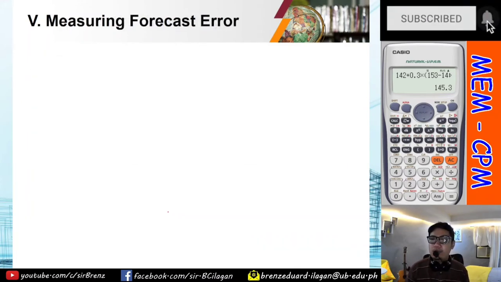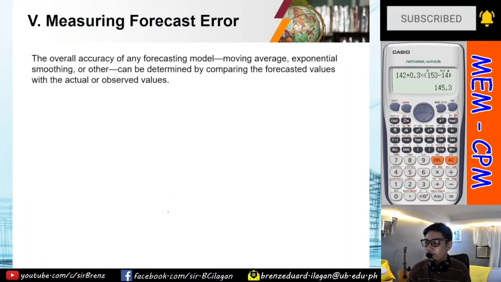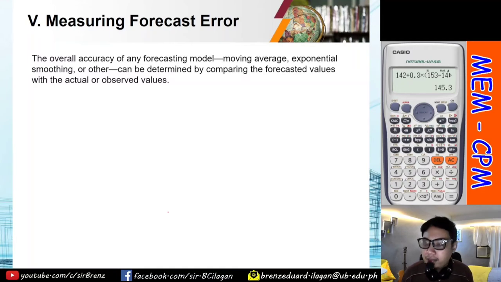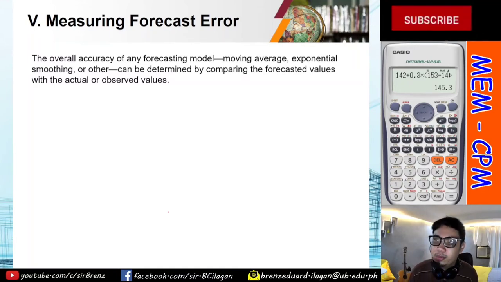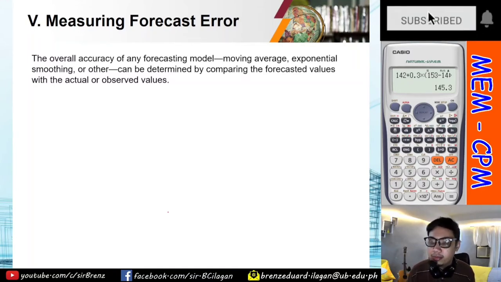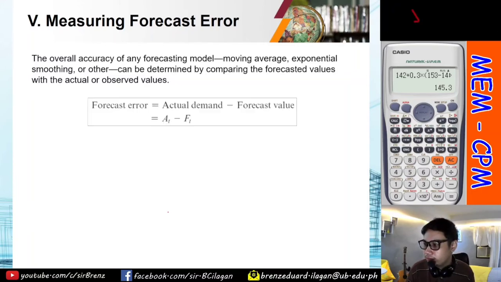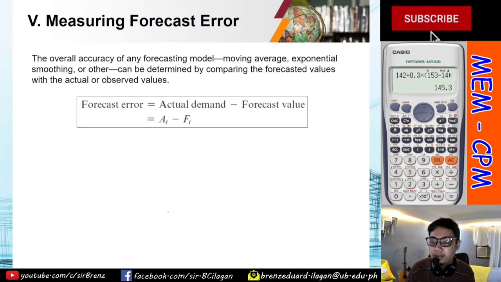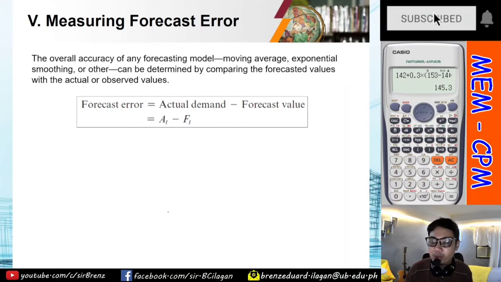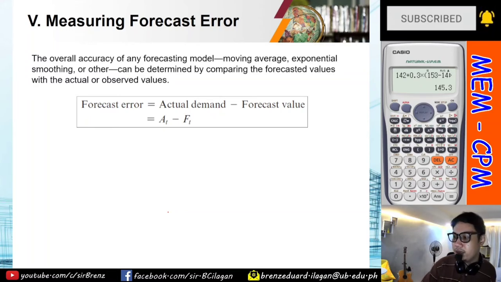Okay, next, how do we measure the forecast error? Ayan na. So, the overall accuracy of any forecasting model, yung moving averages, exponential smoothing, or other, can be determined by comparing the forecasted values with the actual or observed values. So, here's the equation for the forecast error. So, we have the actual demand minus the forecast value, or that is just equals to A sub t minus F sub t.